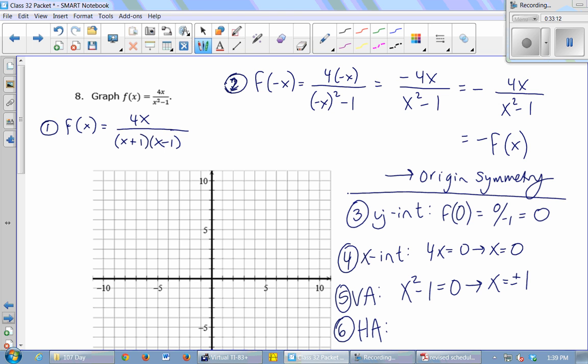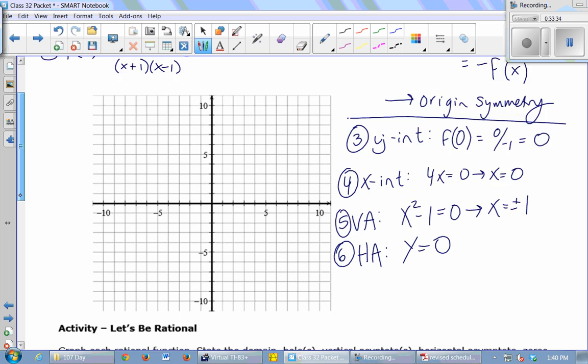Because even if you can't remember the rules, you can just reason it through, right? When x is really, really big, that minus 1 means nothing. And then you just reduce. So this would end up as 4 over x. And when x is really big, 4 over x is really small. So my horizontal asymptote is going to be at y equals 0, which is the x-axis.